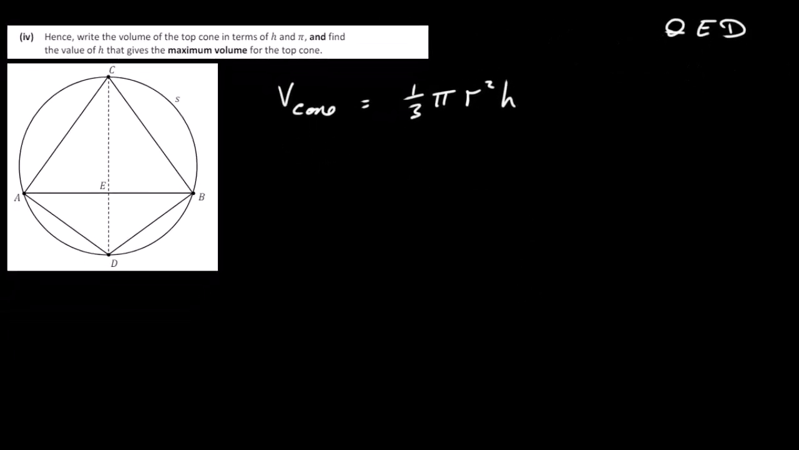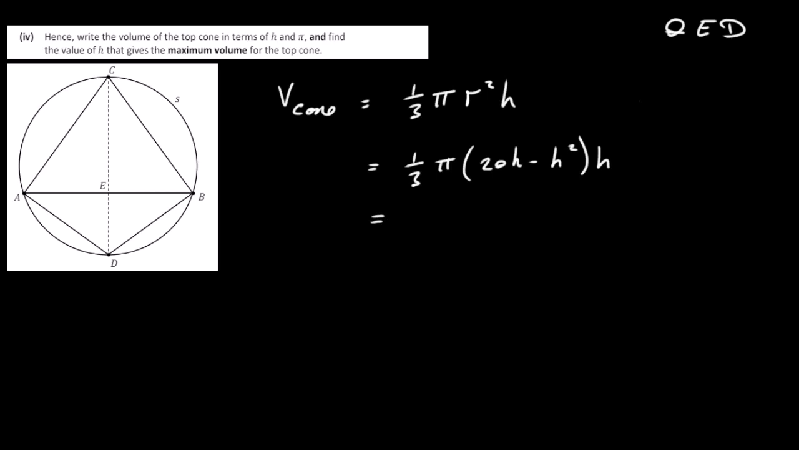So let's do that. The volume of our cone is going to be 1/3 times pi times (20h minus h squared) times h. Okay, so let's just multiply this out. So we'll get 1/3 pi times 20h times h.